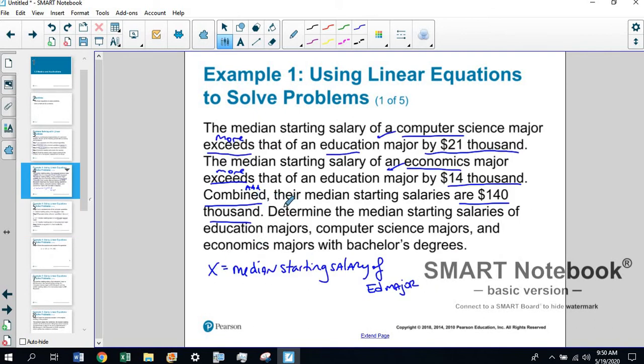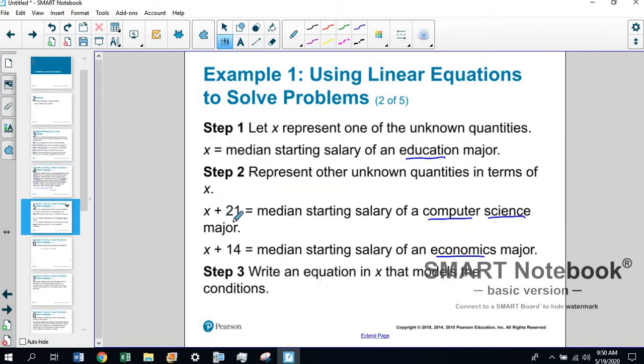Combined. So we've got to add together. We're supposed to get $140,000. All right, so we're doing everything in terms of thousands of dollars. This is $21,000. This is $14,000. X is in thousands of dollars. Okay, and that should be noted, to be honest.